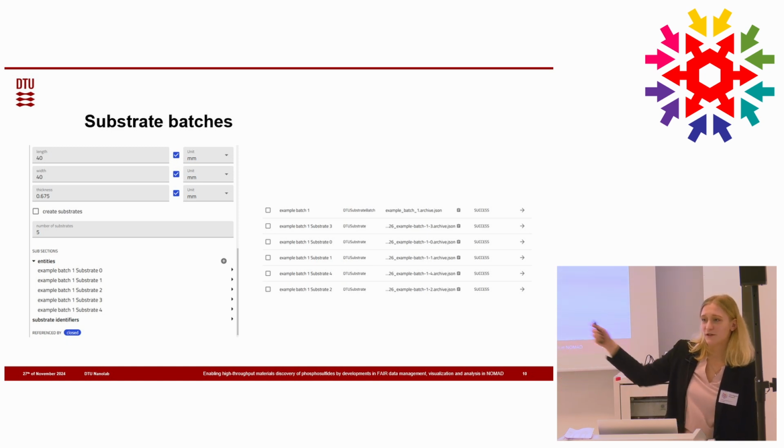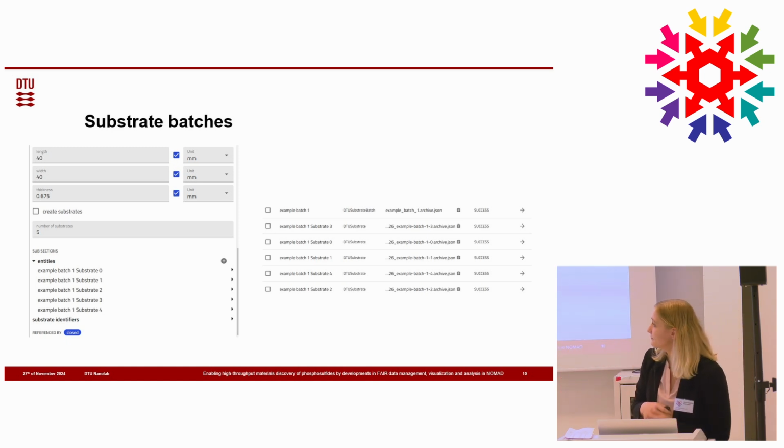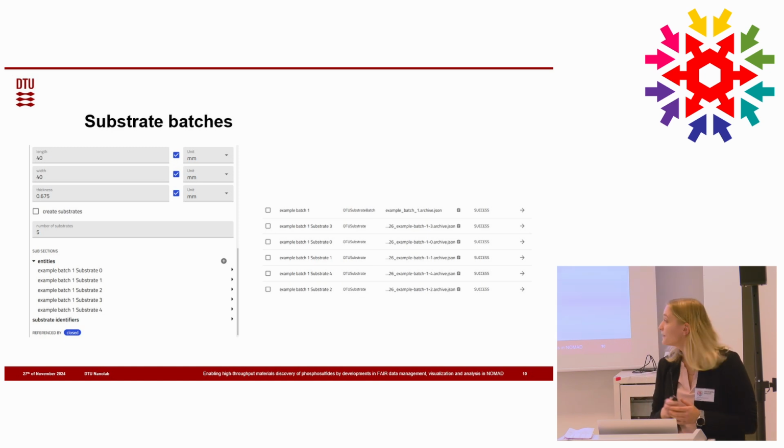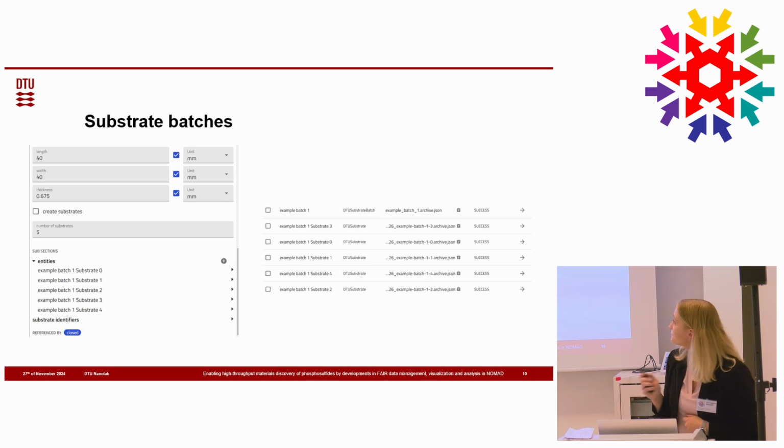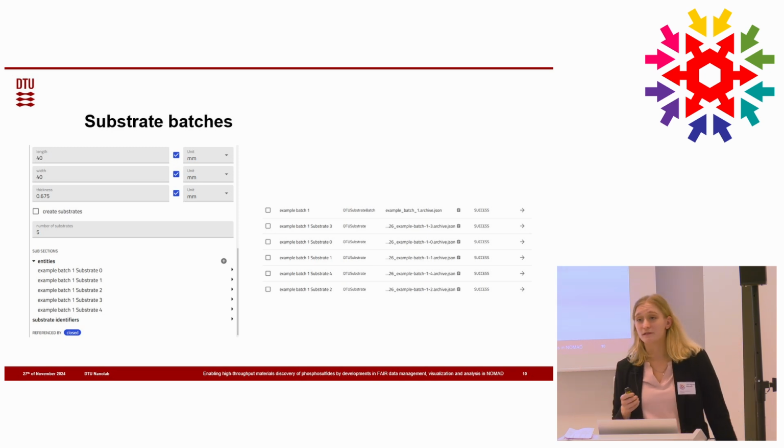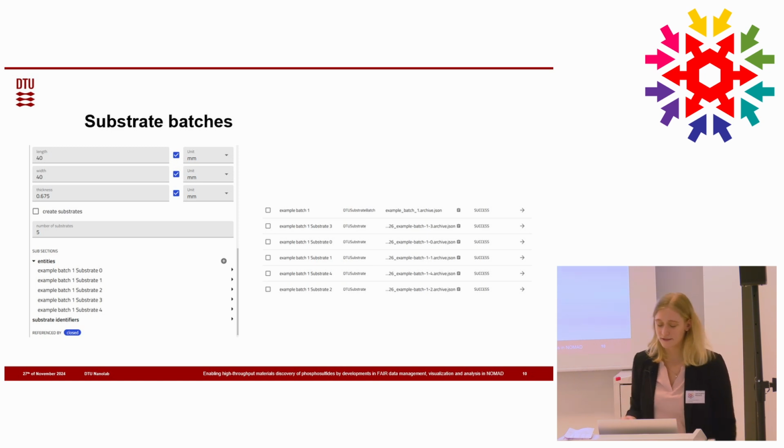Now I don't want to introduce 160 substrates one at a time to NOMAD. So we produced a little substrate batch, where you can simply fill in the number of substrates that you want, hit the create button, and then you have 160 substrates, or 5 as in this example.